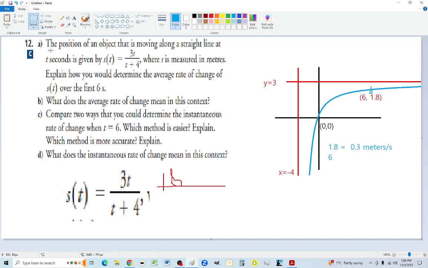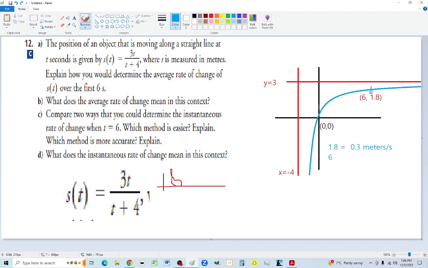That's the average rate of change for B. It also answers this: explain how you determine the average rate of change. So I take y2 minus y1 over x2 minus x1. What does average rate of change mean in this context? Well, it says this object is moving in a straight line. I know we see a curve, so it's hard to imagine a straight line. But it just means the object is going in one direction. And I want you to notice something.